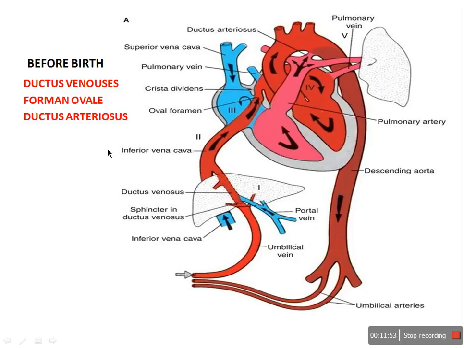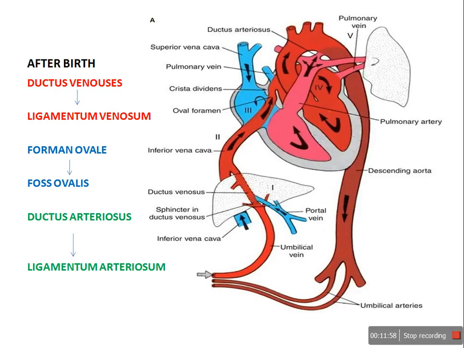So this is what was happening before birth. After birth, what will happen? After birth the baby starts to breathe. When the baby starts to breathe, the pressure inside the lung will decrease. Automatically the pressure inside the pulmonary artery will also decrease, and the pressure inside the right ventricle will also decrease.